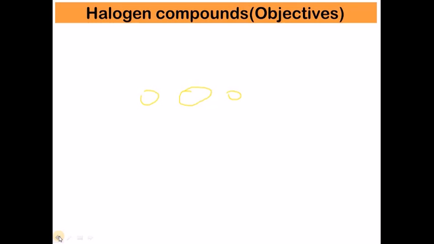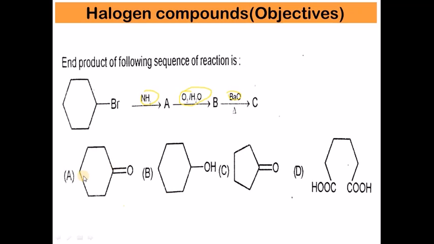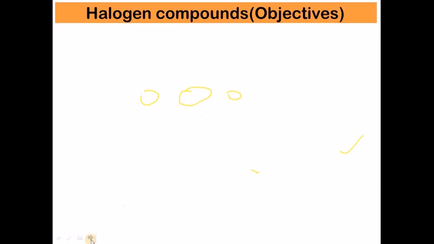Let us see how exactly it matches with the products. Here A, B, C, D. In these options, our result matches with option C. So C is the right option for the question. C is the right option. Let us move to the next question.